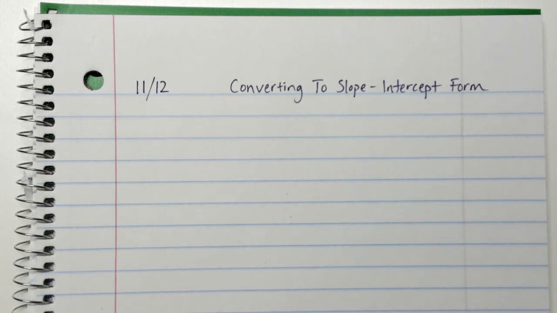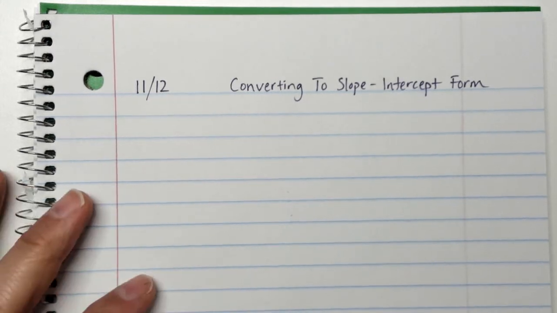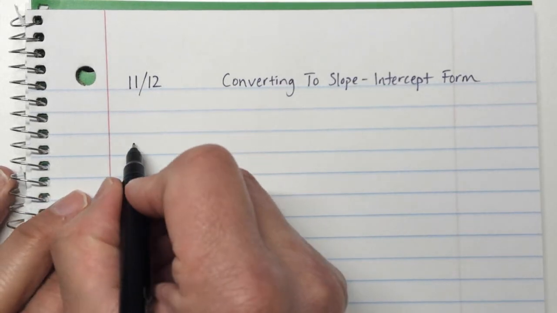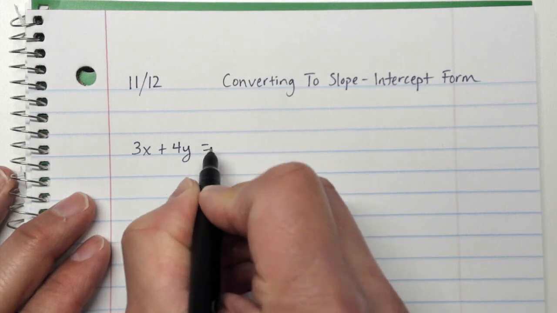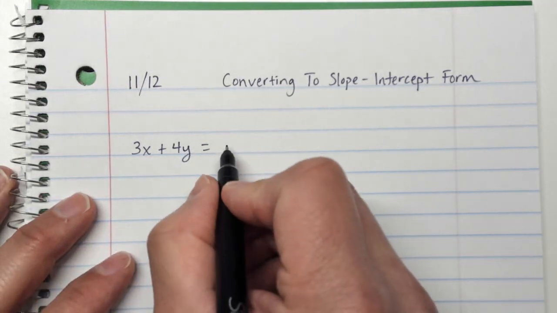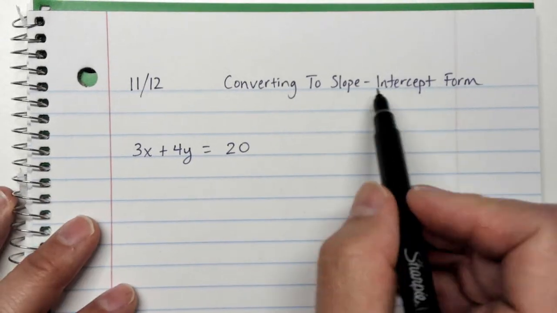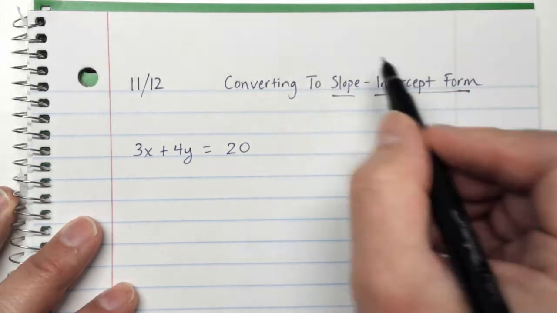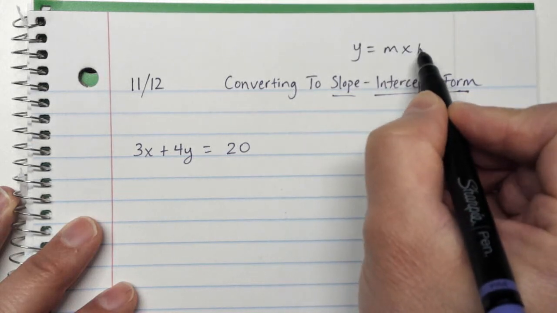Okay, a few of you struggled with this concept, so let me go over it again, and then hopefully this helps. 3x plus 4y equals 20. So the goal is to convert it to slope-intercept form, which means make it look like this.